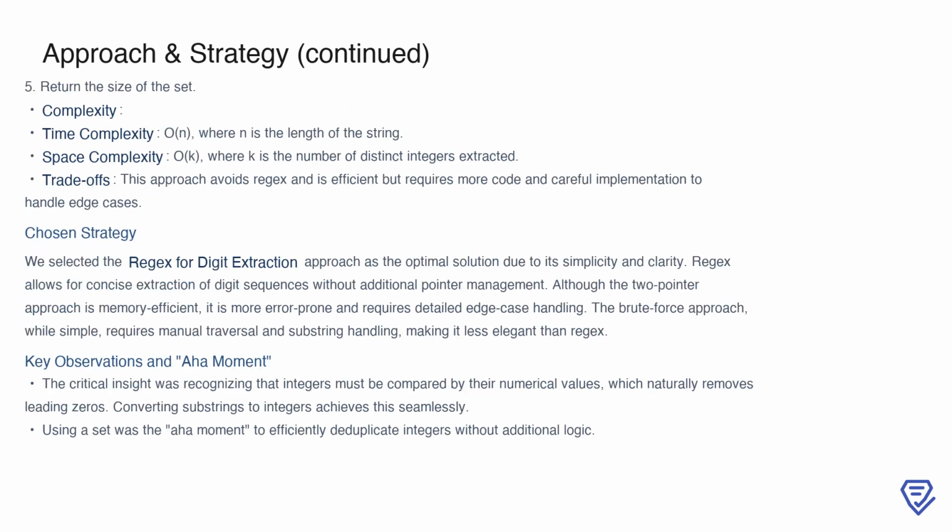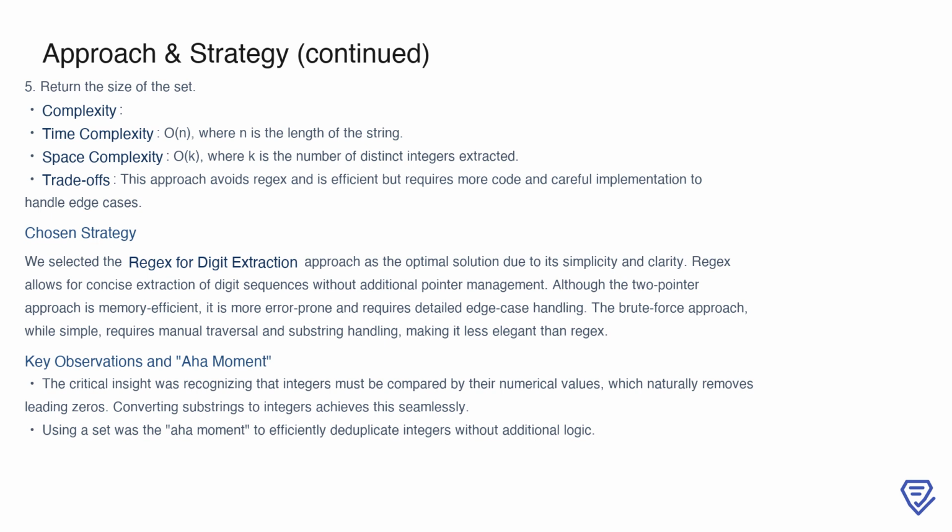The two-pointer sliding window approach provides another way to solve the problem without relying on regex or additional libraries. With this method, two pointers are used to identify digit substrings directly within the string. When a non-digit character is encountered, the substring between the two pointers is processed as a potential integer. These digit substrings are then converted into integers and stored in a set. The process continues until the entire string is traversed, and finally, the size of the set is returned.